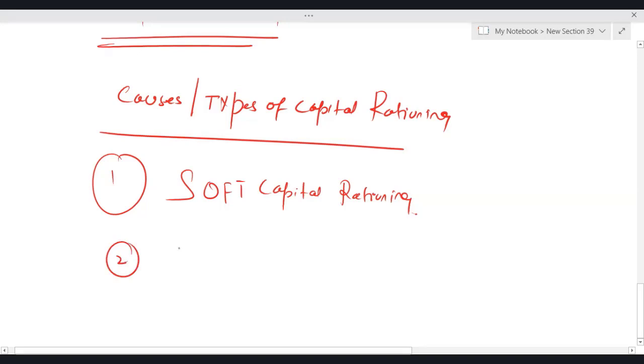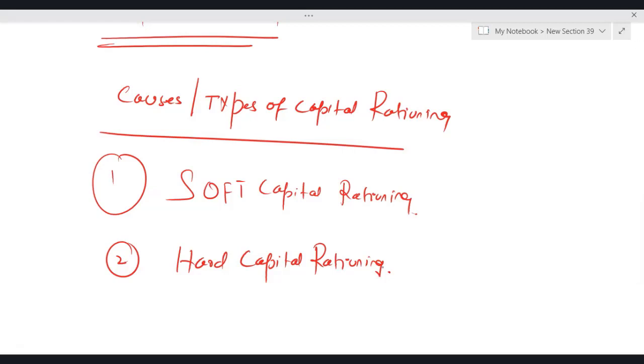Another is hard capital rationing. Hard capital rationing means that due to external factors, the entity is facing this capital rationing issue. Examples of hard capital rationing.